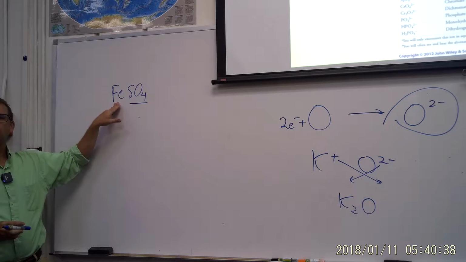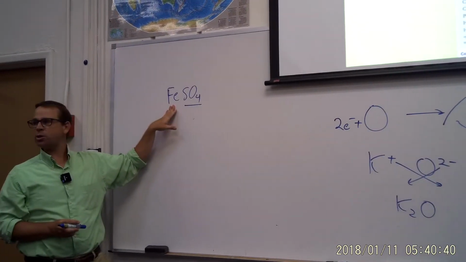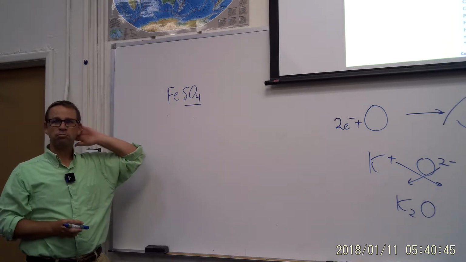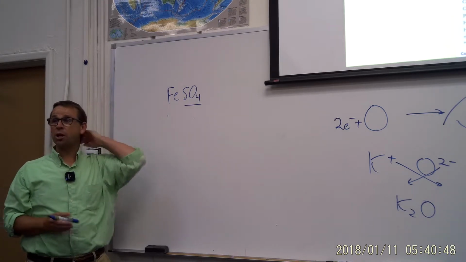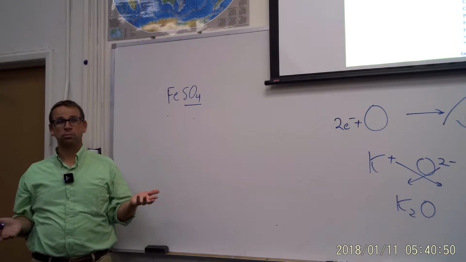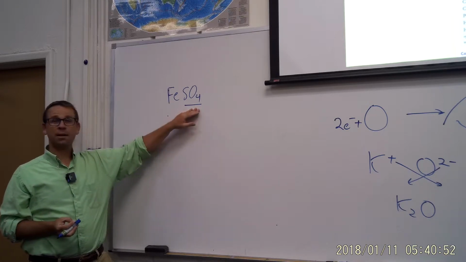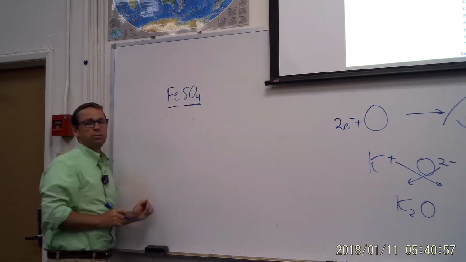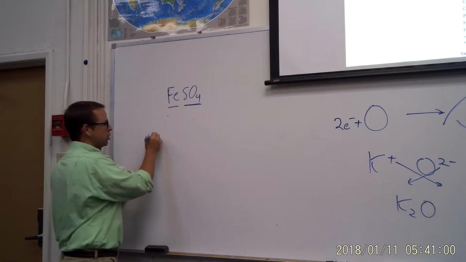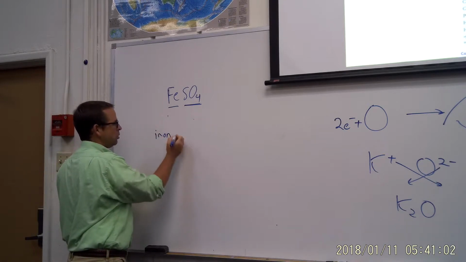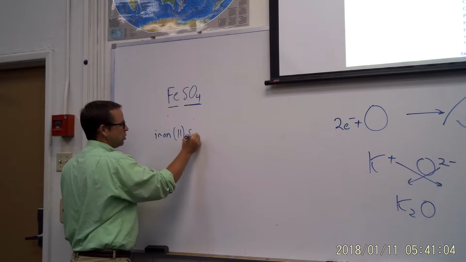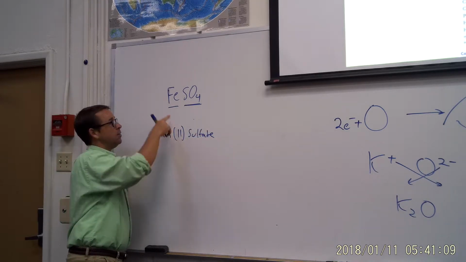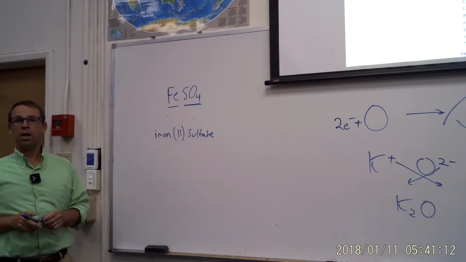Now, is this an iron with a +2 charge or an iron with a +3 charge? Has a +2 charge. How do we know? Because the sulfate has a -2 charge, and it's a 1-to-1 ratio. So this isn't just iron sulfate, it's iron 2 sulfate. And again, the 2 is to indicate that there's a +2 charge on the iron.